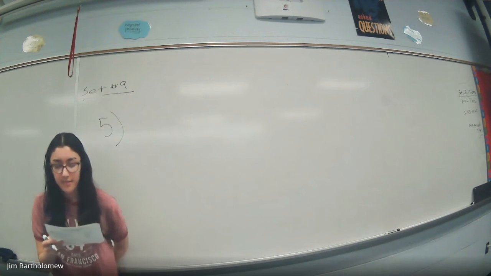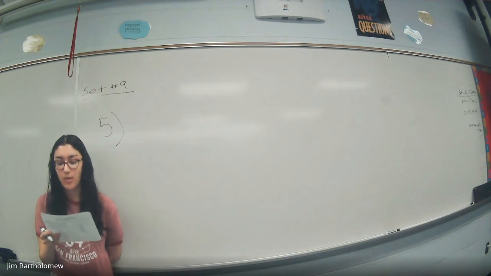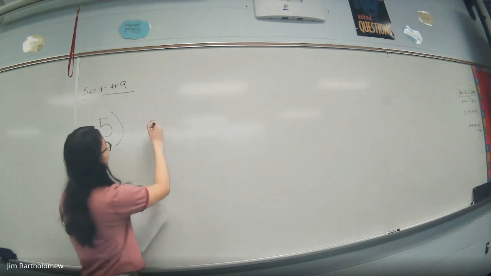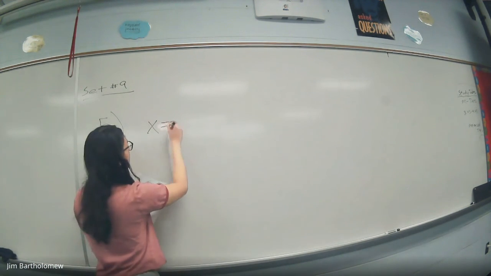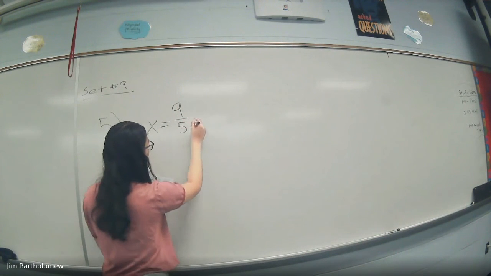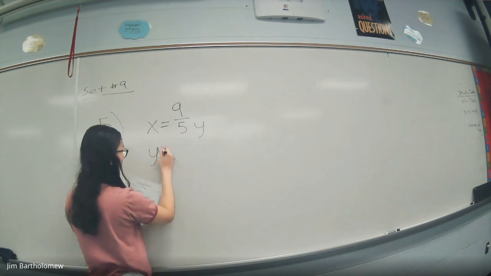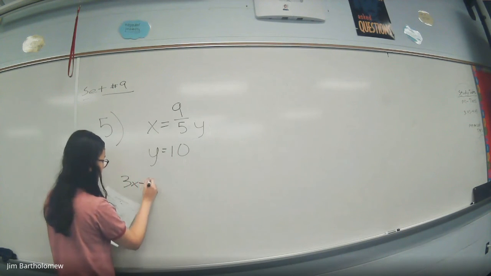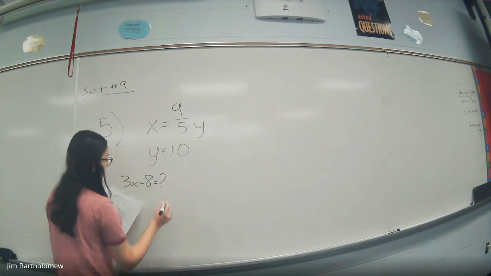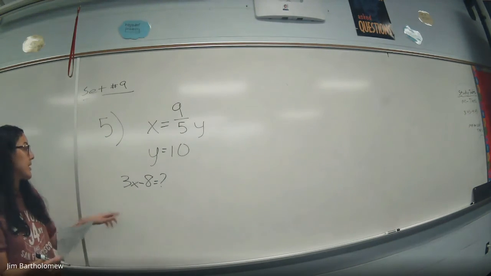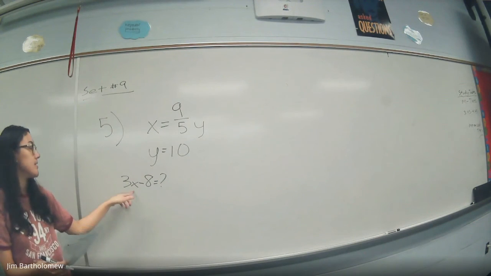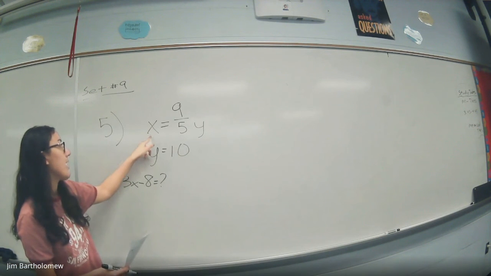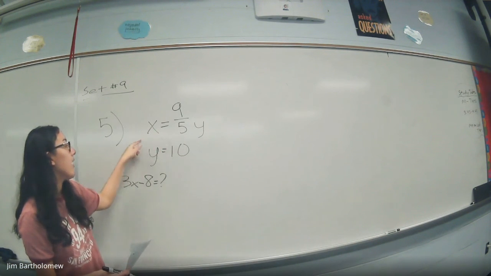So we have if x equals 9/5 y and y equals 10, what is the value of 3x minus 8? So let's write this information down. X equals 9/5 y, y equals 10, and we need to figure out what 3x minus 8 equals. All right, so we could easily solve this if we knew what x is, but we don't. So we can look over here, and we're given that x equals 9/5 y.